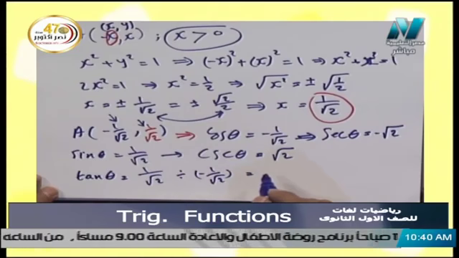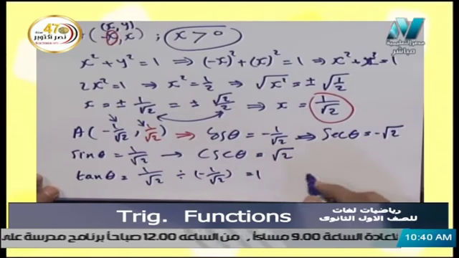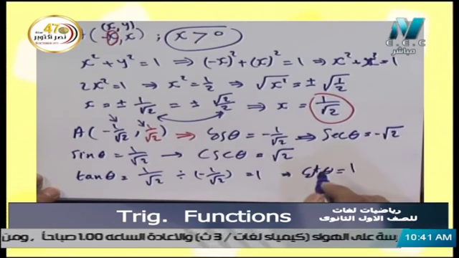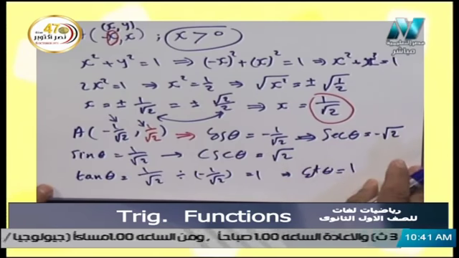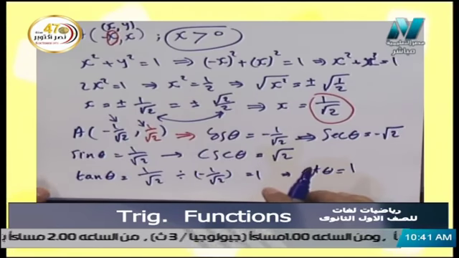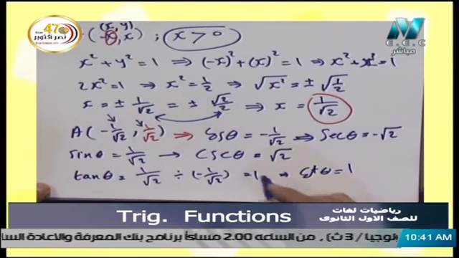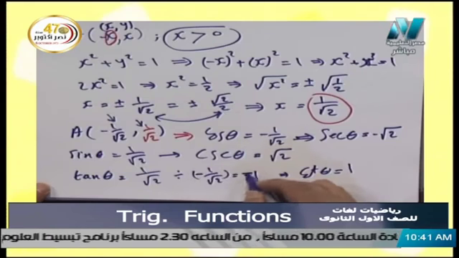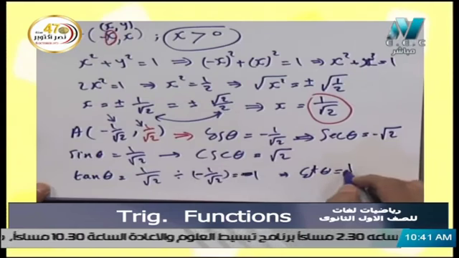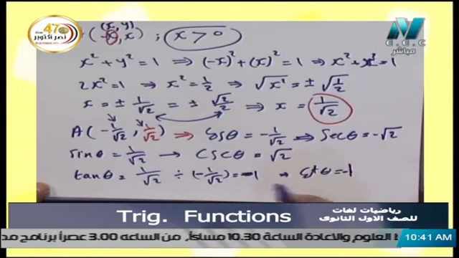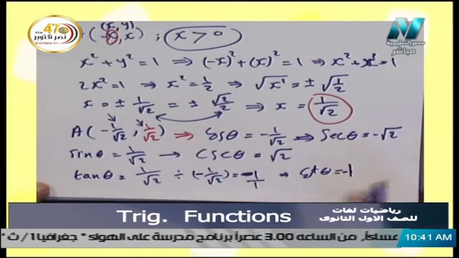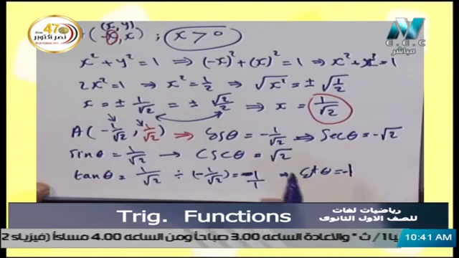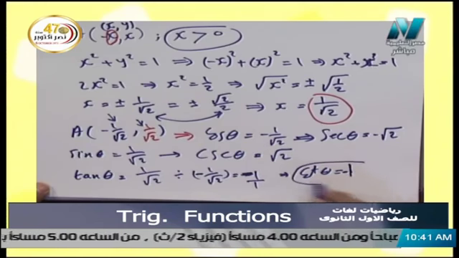So tan theta here is negative 1, because 1 over root 2 divided by negative 1 over root 2 is negative 1. And cotan theta, of course, will be negative 1 also, because when we find the multiplicative inverse or reciprocal, it will be 1 over negative 1, which is negative 1.